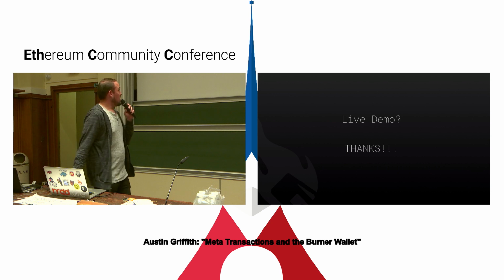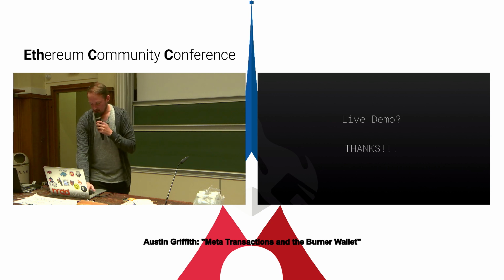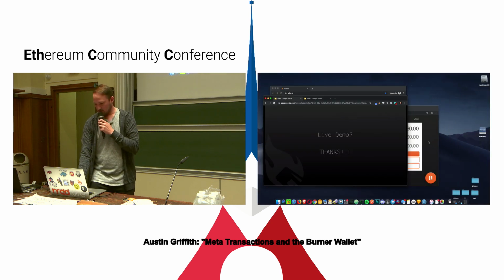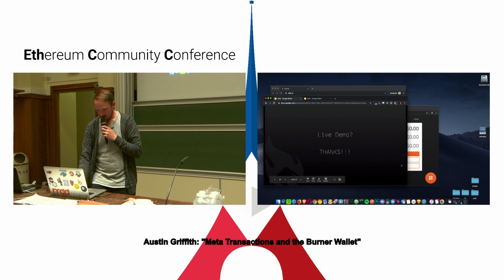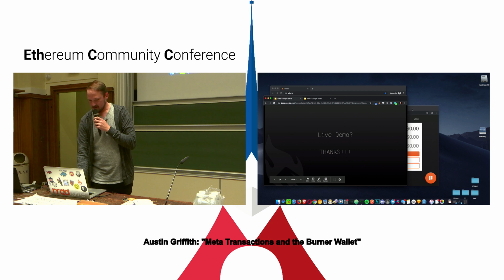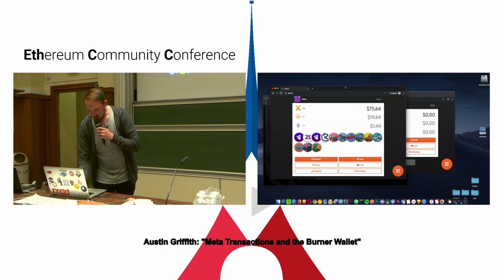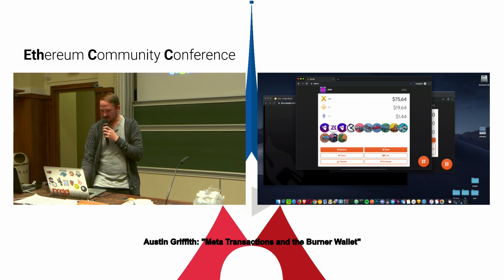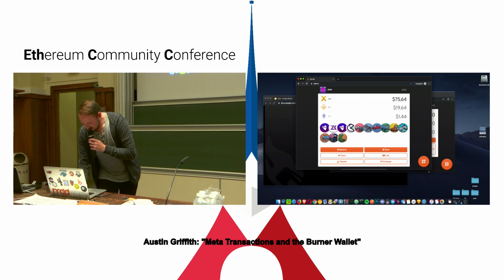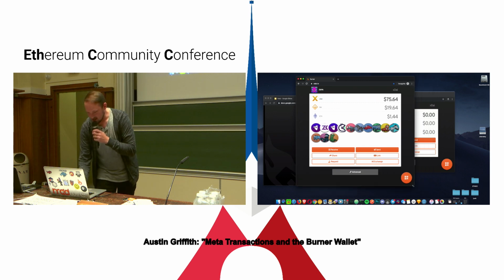So yeah, I think we have time to do a little live demo onboarding. What's my next slide? Oh, okay, cool. So this is the burner wallet. It exists at xdai.io. We have collectibles. I should have mentioned that. But let's do some onboarding.